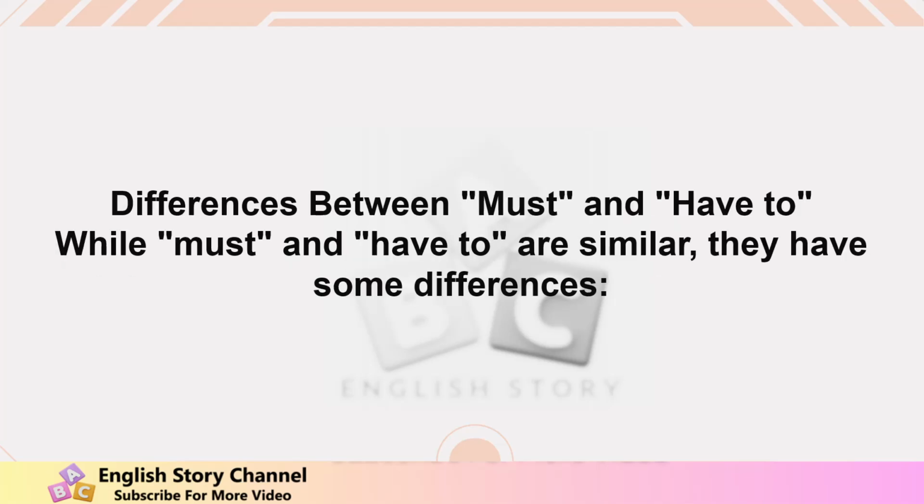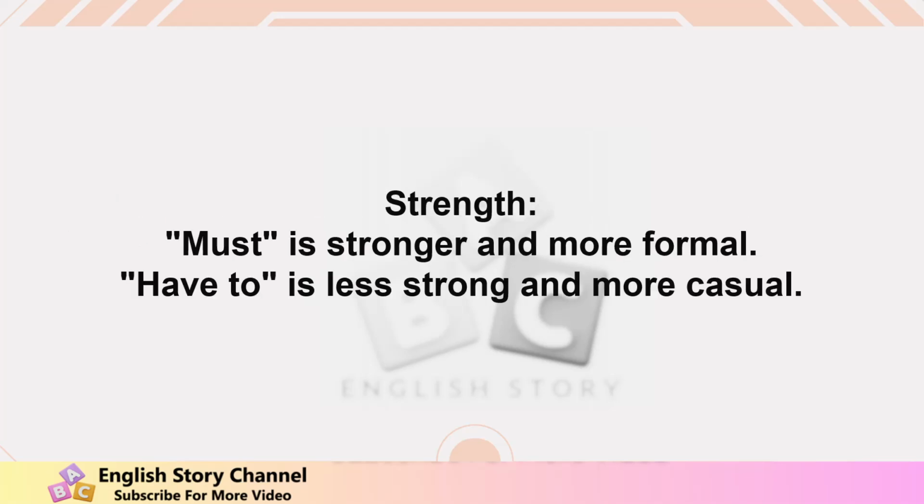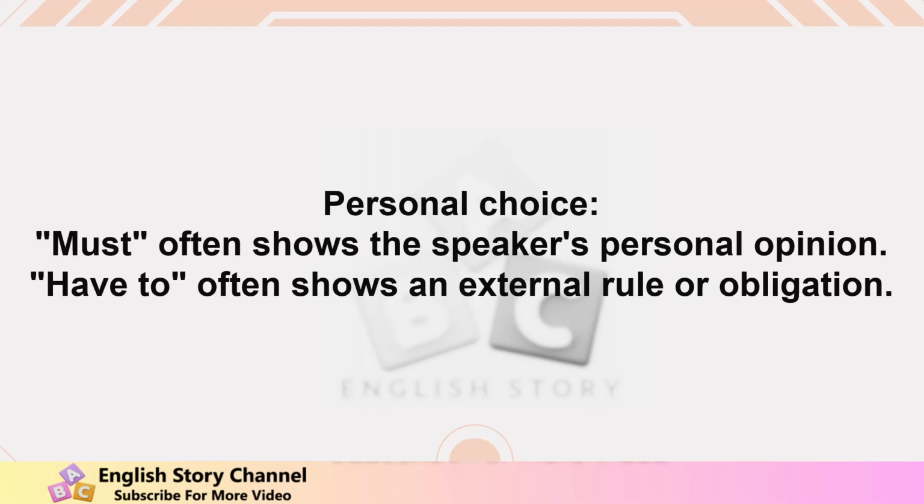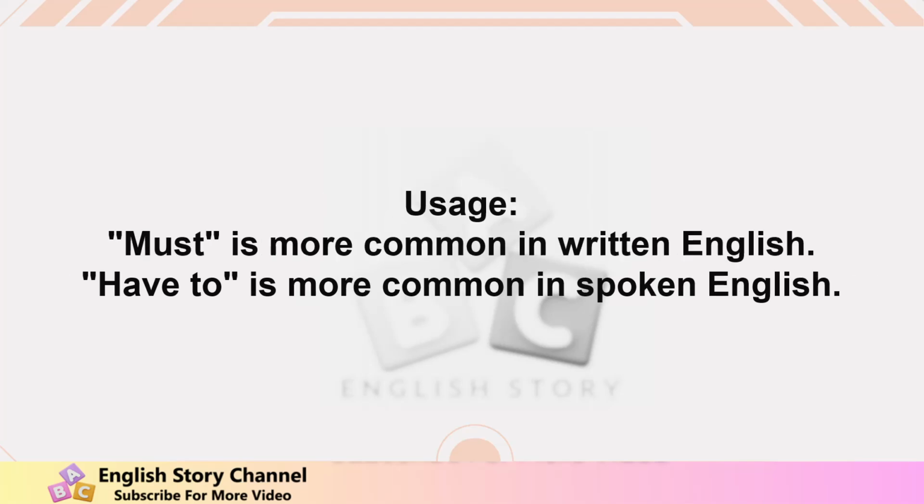Differences between must and have to. While must and have to are similar, they have some differences. Strength. Must is stronger and more formal. Have to is less strong and more casual. Personal choice. Must often shows the speaker's personal opinion. Have to often shows an external rule or obligation. Usage. Must is more common in written English. Have to is more common in spoken English.